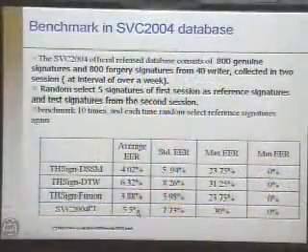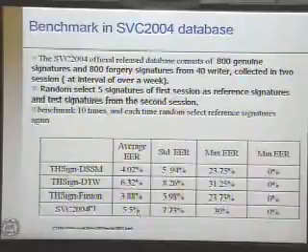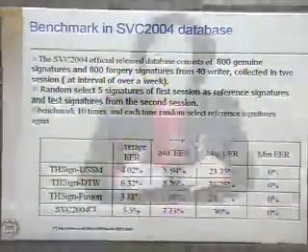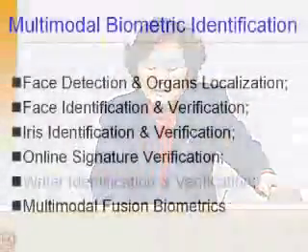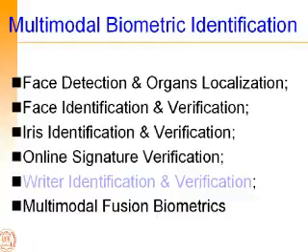SVC 2004, that is in Hong Kong. This is its database, because comparison should be done on the same database. So on this database we can get a much higher, much better recognition rate than theirs. This is our system. This system has both face recognition and signature.